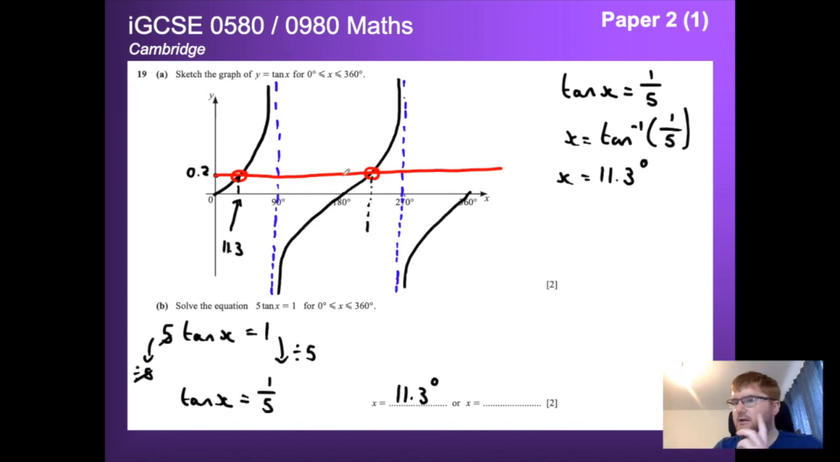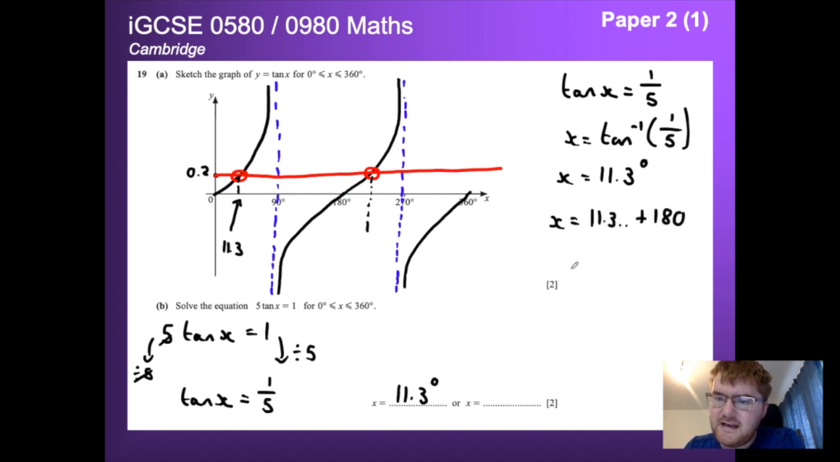Now you'll notice I said earlier that this graph repeats every 180 degrees. So for our second answer, all we need to do is take our 11.3 and then just add on 180. Okay, this only works for tan, it doesn't work necessarily for sine and cos. So if we take the answer we just did, which was 11.309999, add on 180, we then get our answer. Remember, to 3 significant figures it is going to be 191 degrees. So we pop that in there as well.